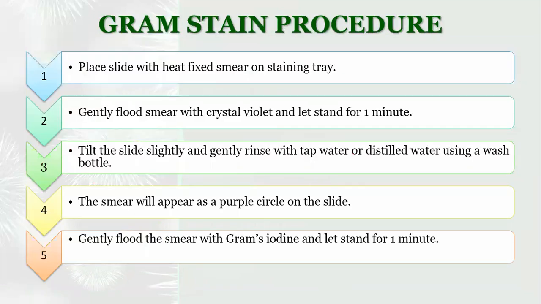Okay, let us see the procedure of gram staining. First you need to take a clean glass slide, prepare the smear and heat fix the smear. Then gently flood the smear with crystal violet dye. After addition of crystal violet dye, allow it to stand for 1 minute. Then tilt the slide slightly so that the crystal violet dye spreads over the entire smear. Then it has to be washed with water.